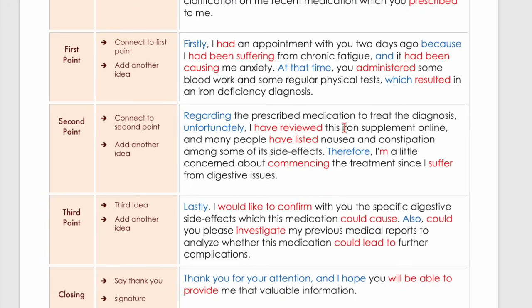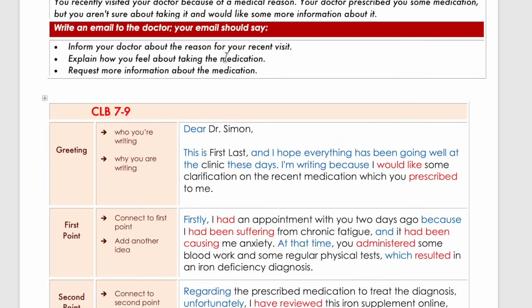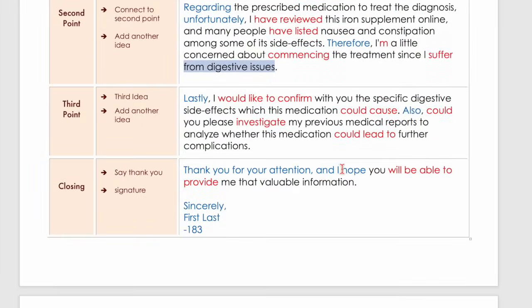Regarding the prescribed medication to treat the diagnosis, unfortunately, I have reviewed this iron supplement online, and many people have listed nausea and constipation among some of its side effects. Therefore, I'm a little concerned about commencing the treatment since I suffer from digestive issues. Okay, so you're concerned about the side effects because you suffer from digestive issues. So this is how you feel about taking the medication. And then request more information about the medication. That's what we want to do last.